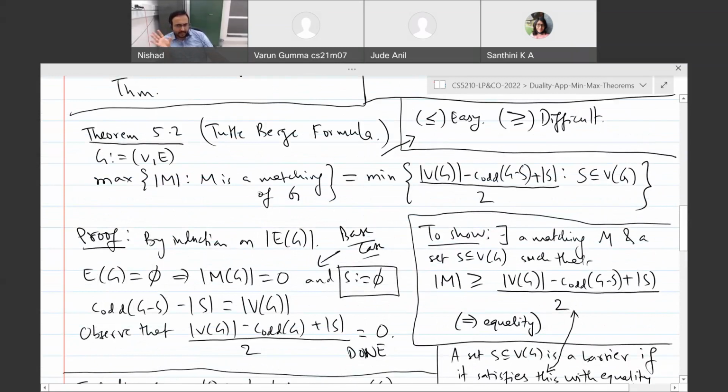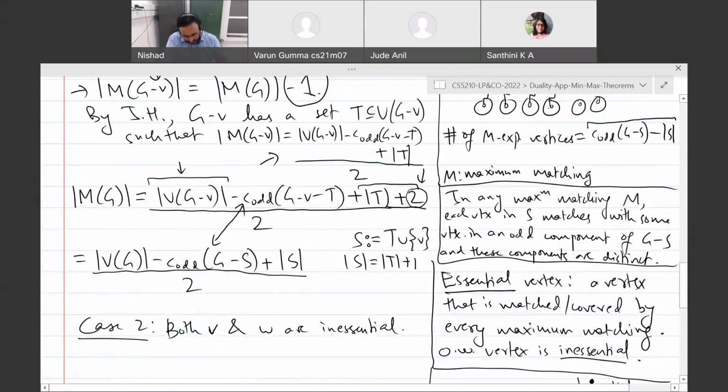We need a lemma for that. I will state that later. We will find an odd cycle. We will shrink it to a single vertex, similar to blossom shrinking. And we will use induction on the smaller graph and go back to the bigger graph to prove the statement we want to prove. So that is actually what we are going to do.